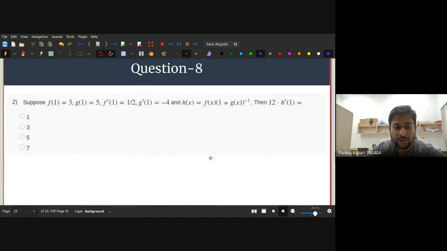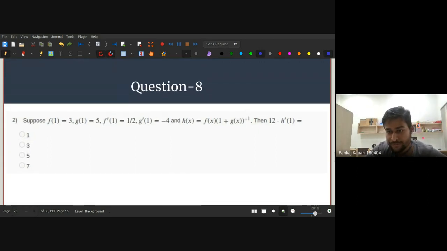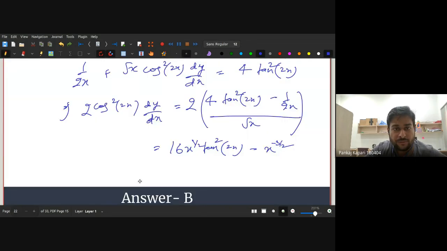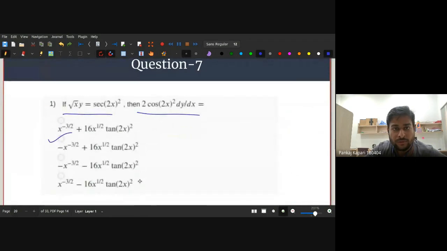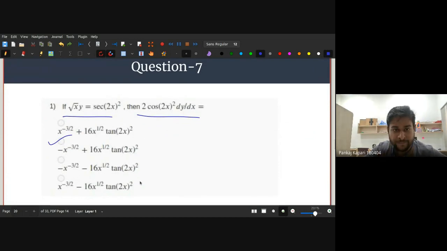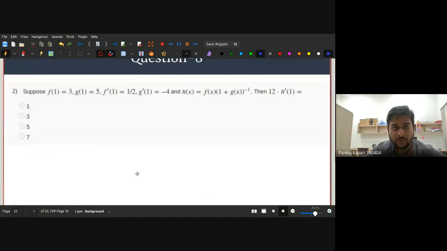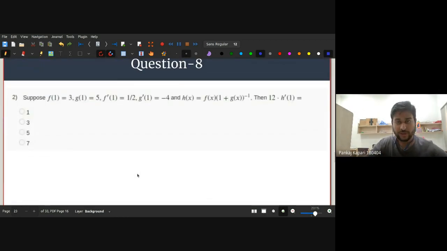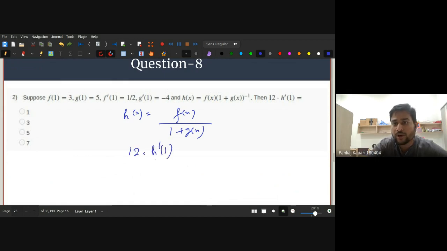Okay, let's move to this next problem. So here you can see that the function is h(x) is equal to f(x) divided by 1 plus g(x), and we have to find 12 times h prime of 1, right?